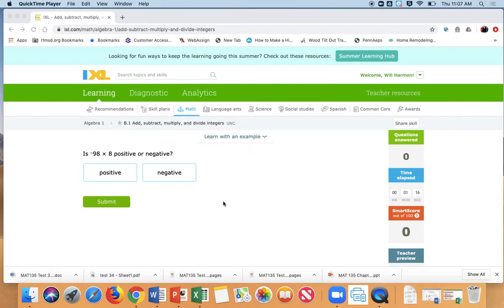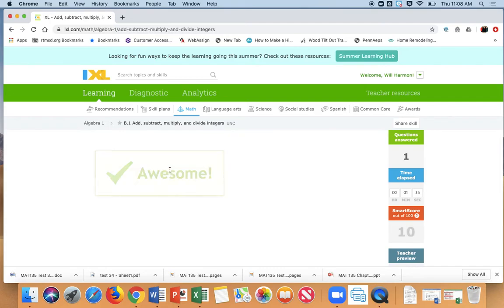Okay, the quickest and easiest way to work through this stuff is with multiplication and division. If the signs are the same, it's going to be positive. If the signs are opposite, it's going to be negative. So notice here we have a negative and a positive. So a negative times a positive is negative.